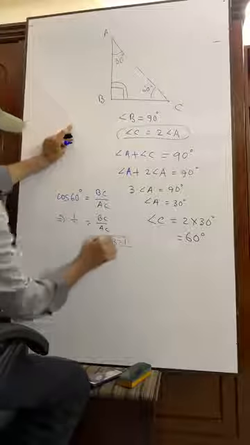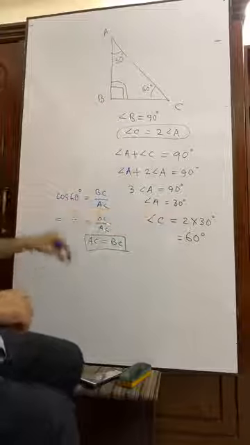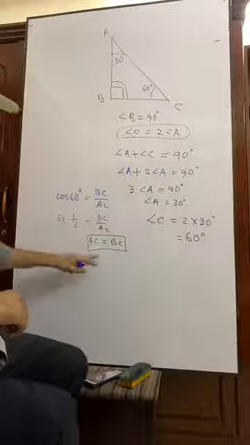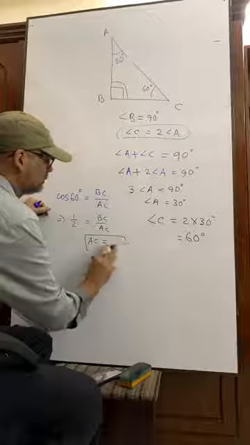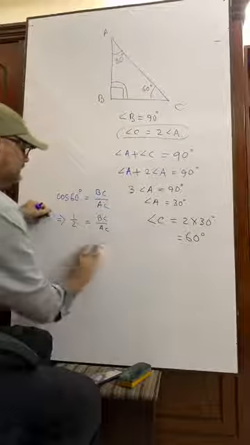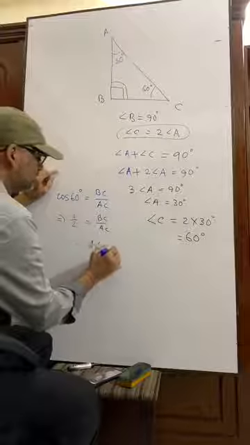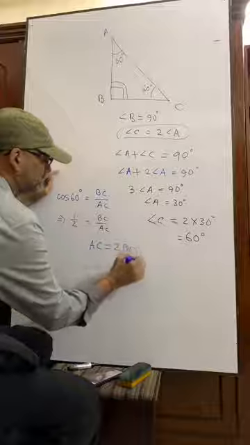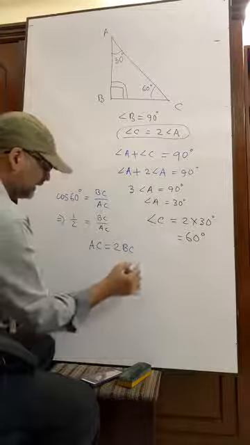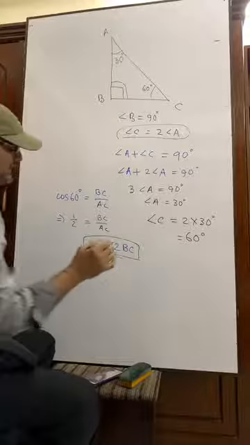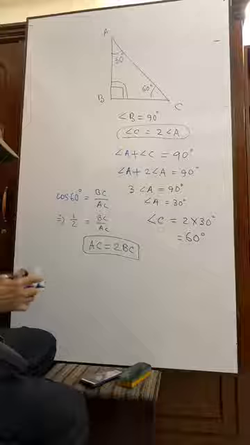So a math question can be given like this: what is the value of angle A and what is the relation between AC and BC? Sorry, here it is 2 BC, extremely sorry. AC equals twice BC. So the relation between AC and BC we have found, okay?